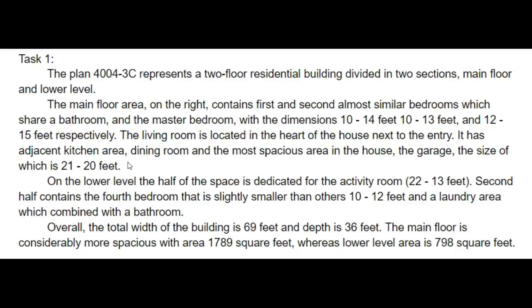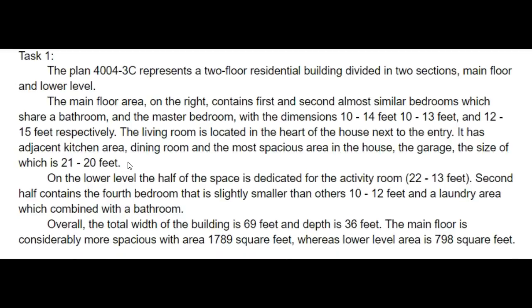The plan 4004-3C, good for referencing it, represents a 2-floor or 2-story residential building divided into 2 sections, the main floor and the lower level. The main floor area on the right contains the first and second bedrooms, which share a bathroom, the master bedroom.